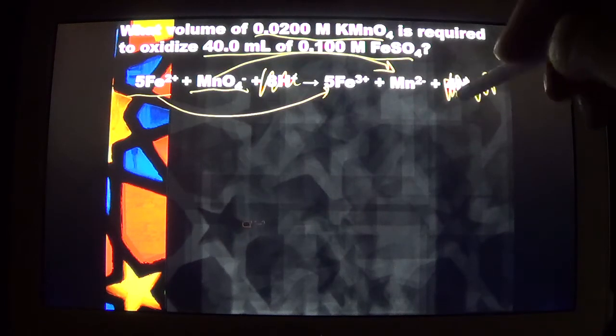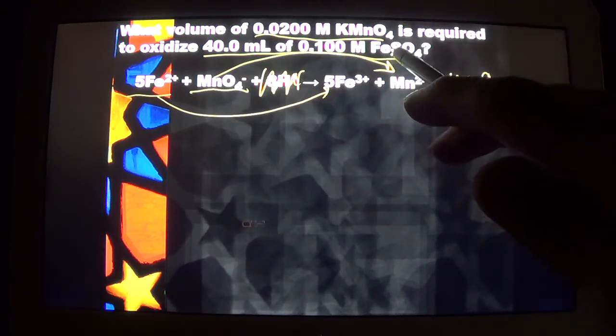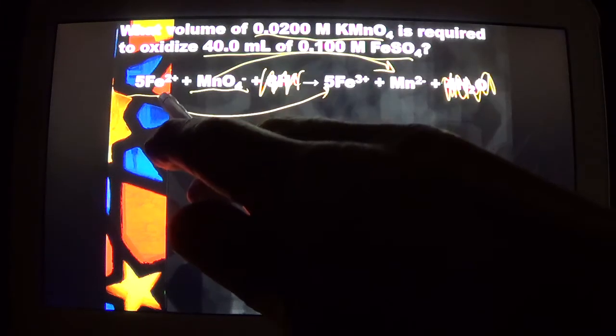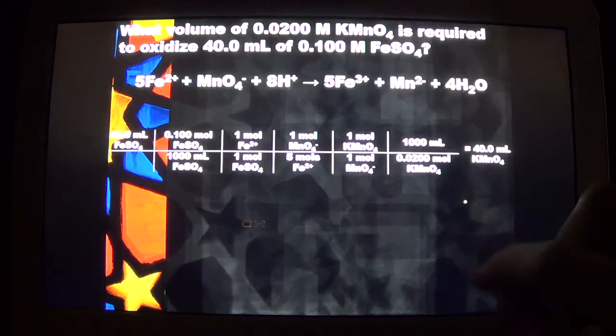That might be the hardest part of these types of problems. I don't know what else is hard about this. If this is difficult, that might be the most difficult part, figuring out which parts to focus on. Do I care then about the hydrogen and the water? Not a bit. As far as I'm concerned, they don't exist. So what do I have complete information for? I have complete information for the iron ion. So let's start with that.